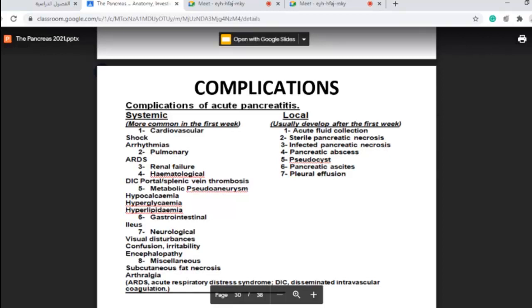The local complications of acute pancreatitis may develop after the first week, like acute fluid collection, sterile to start with, and pancreatic necrosis, which is autodigestion by lipase, amylase, and protease, causing sterile pancreatic necrosis. Later on, this pancreatic necrosis may become infected, with production of pancreatic abscess, pseudocyst, pancreatic ascites, and even pleural effusion. So it is a very serious condition.